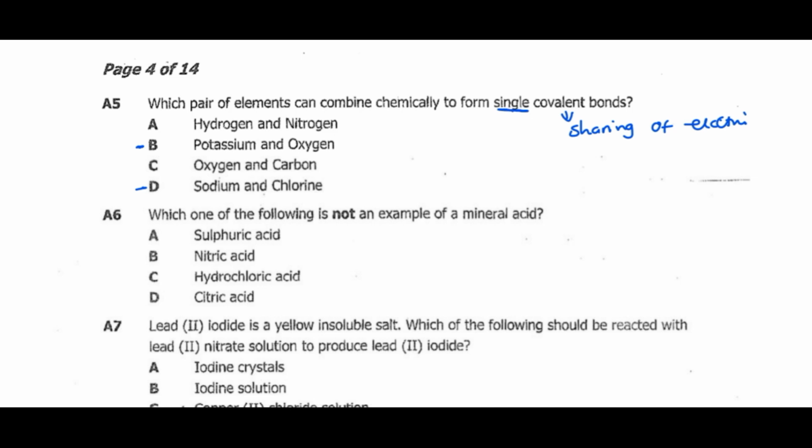So how can we determine that an element will form a single bond? We need to look at the valence number. If you look at oxygen and carbon, oxygen has a valence of 2 and carbon has a valence of 4. So oxygen can make a double bond, and carbon can make 2 double bonds. Now we want a single bond.